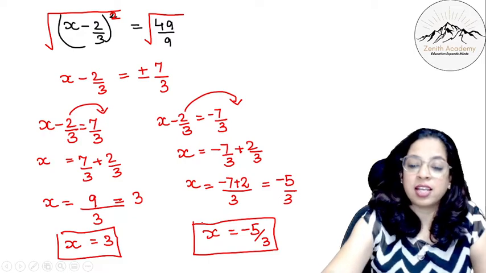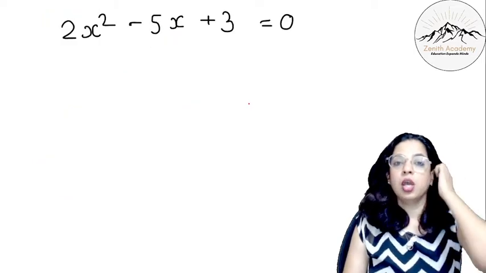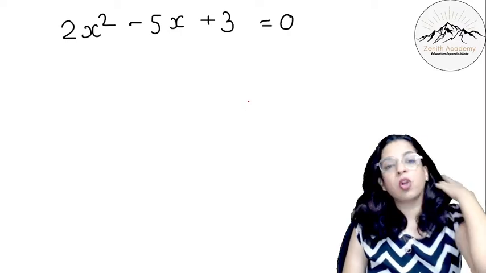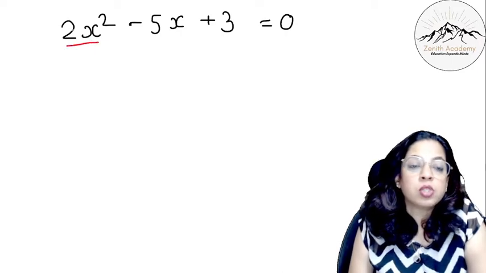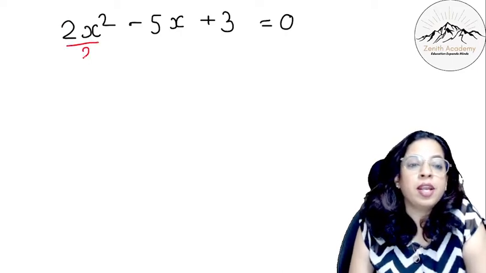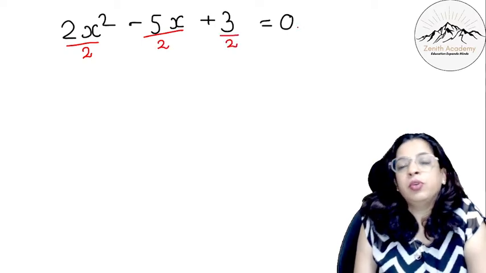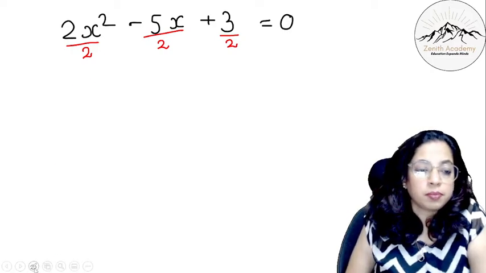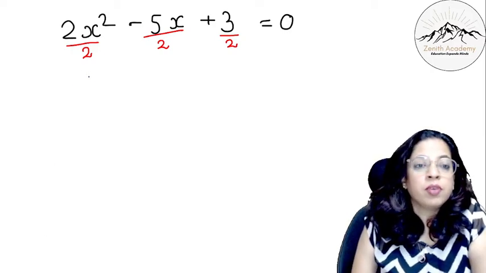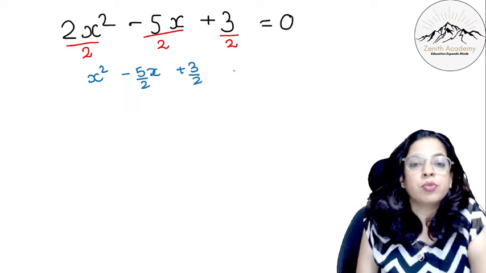You will understand the concepts more if we do more questions. See the next question. This is in the standard form. So what we have to do? Make the coefficient of x square as 1. So if here there is 2x square, you divide by 2. You have to divide each and every term by 2. No need to divide the 0 because it already becomes 0. Right? So now we have got x square minus 5/2 x plus 3/2 is equal to 0.